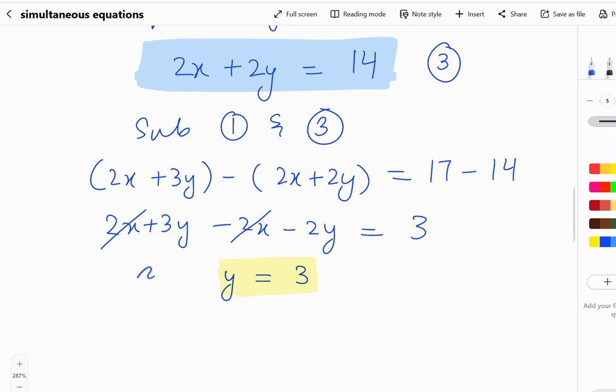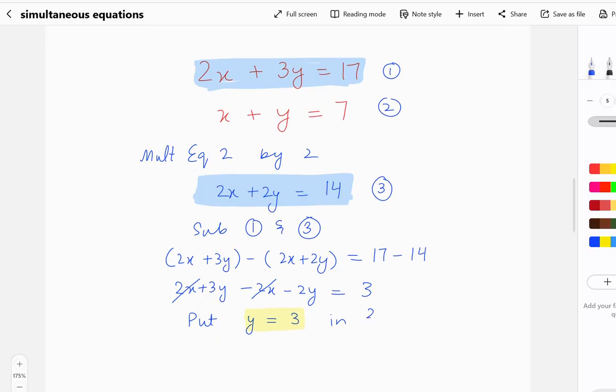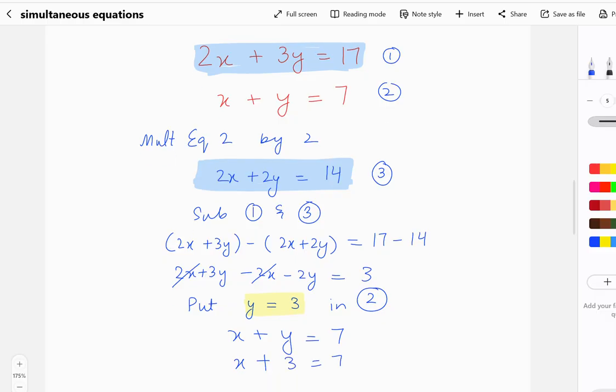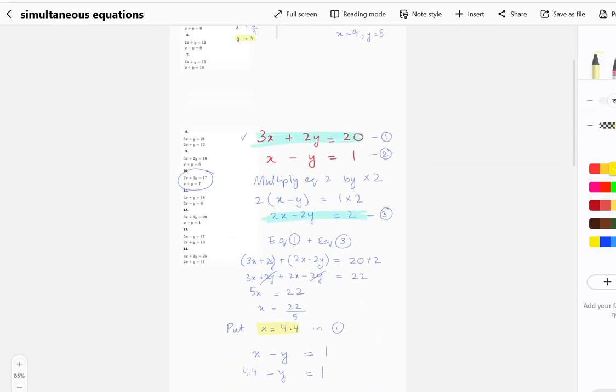So we're going to put y equals 3 in one of the equations. I can write it in equation 2. So x plus y is 7. In the place for y, we just need to write a 3. Now, move 3 around, and you're left with 4. And that's it. X equals 4. Did you get that? Yeah. Okay, then that's it.